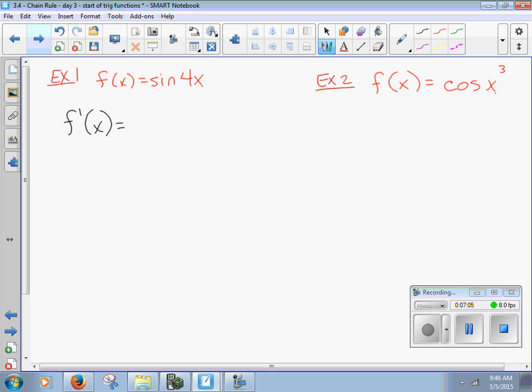Use your new rules. What's it going to be? Cosine. Cosine x times 4, but no, we're going to make it look nice. 4 cosine x. Where did the 4 come from? Remember, it's the derivative, it's your u prime. That's your u, okay? I didn't really substitute anything right there, did I? That one was pretty easy.